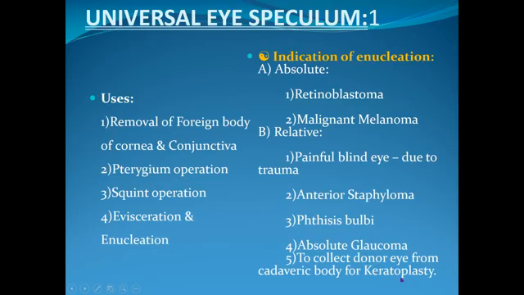When we do keratoplasty, we need a cornea. How will you collect it from a cadaveric body? The process is enucleation. This is the absolute indication. There are also the relative indications.